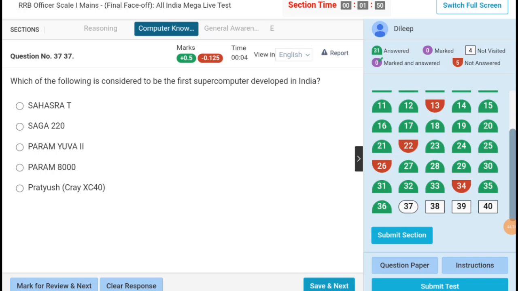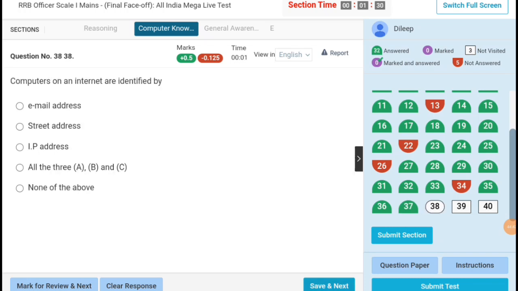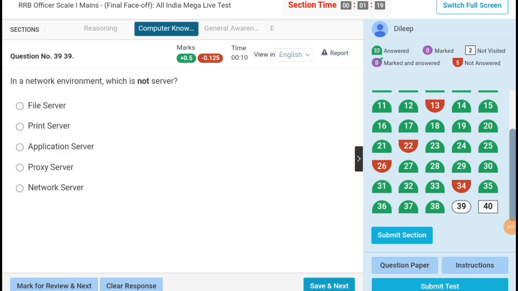Which of the following is considered to be the first supercomputer developed in India? I have doubt on Pratyush, Cray and Param. Pratyush, Cray is China, I think China or Japan. Computers on the internet are identified by IP address.